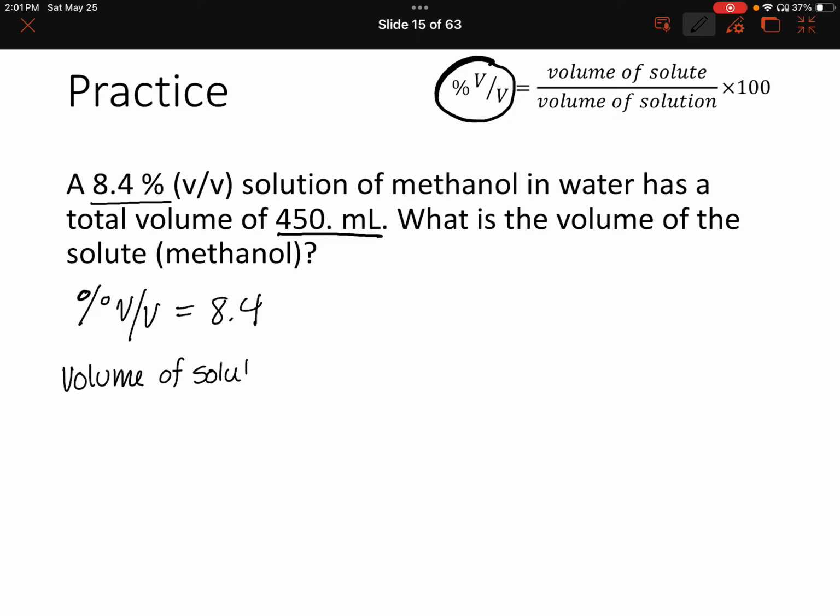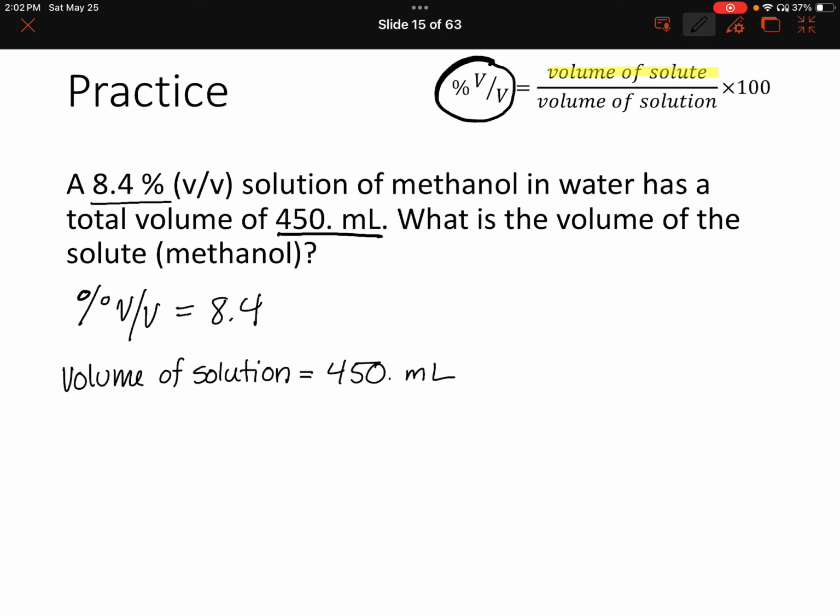So the volume of solution, which is 450 milliliters. And we want to figure out what is the volume of the solute. So we're trying to solve for this top portion of the equation. Okay, so let's plug in what we have.